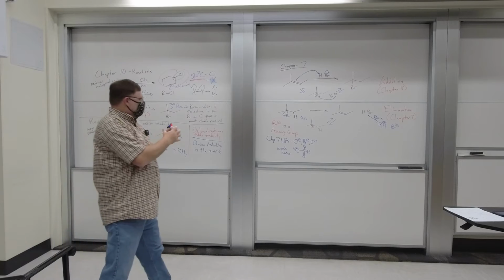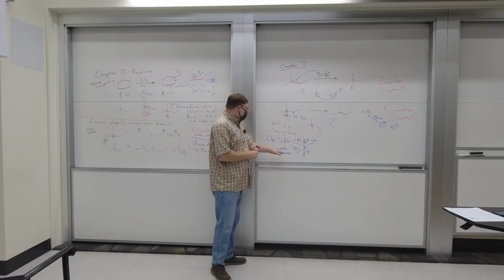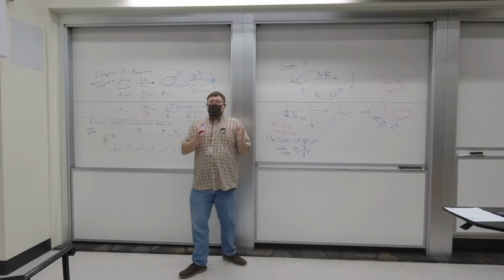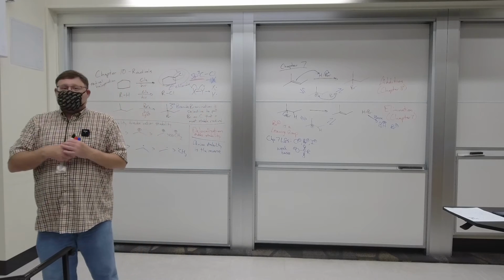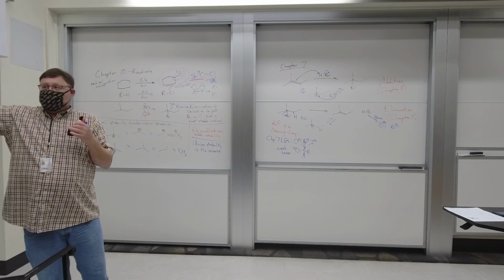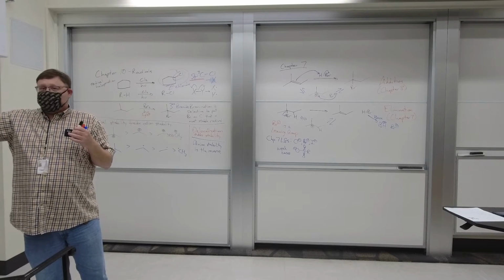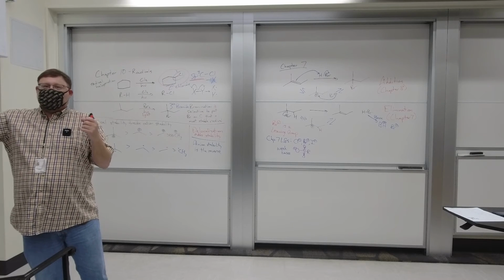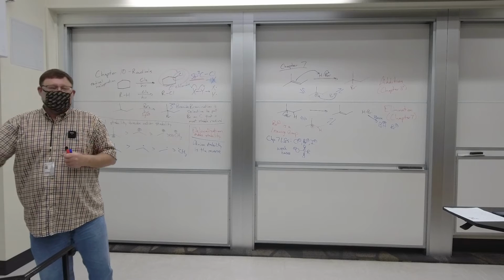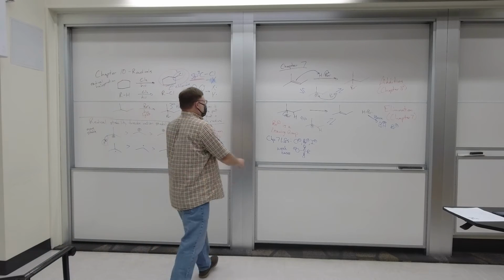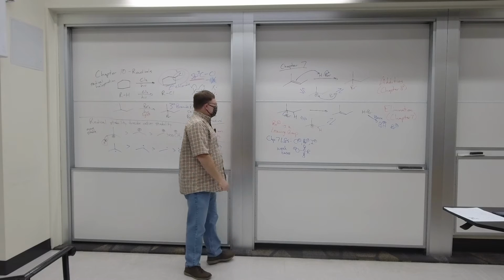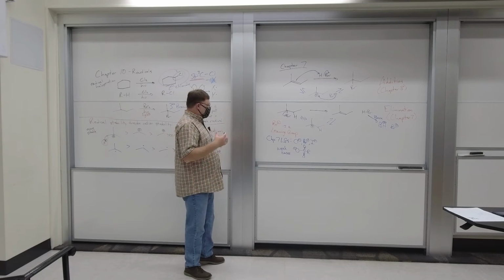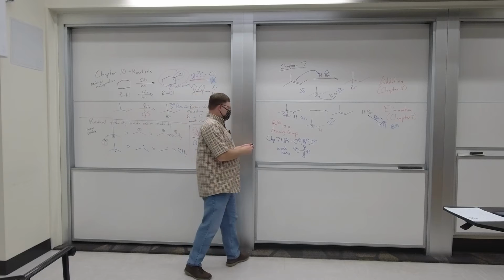All right, so leaving group leaves. It has to be a weak base. So for example, OH minus is not a leaving group in chapter 7. Hydroxide never just pulls off a carbon. All right, so our curved arrow is just the C-Br shared electrons leaving to give a carbocation and a bromide.